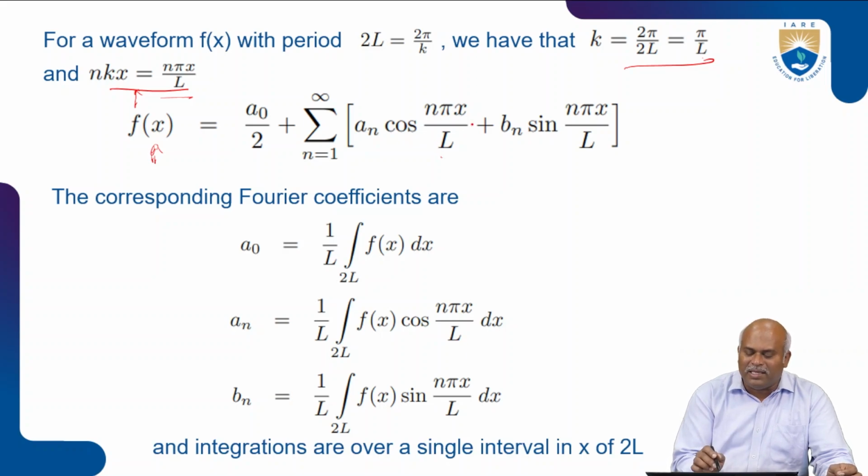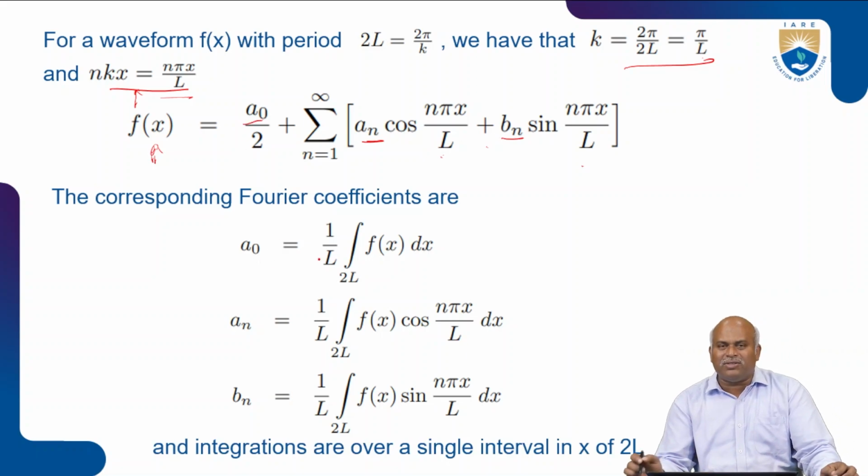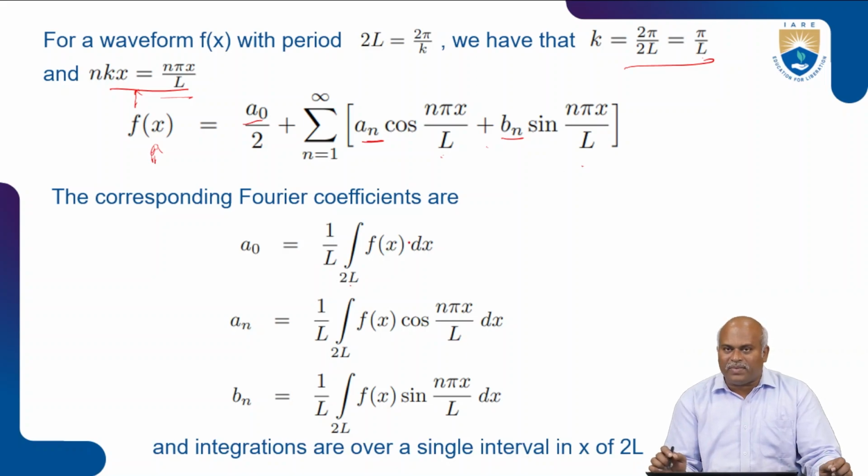So instead of omega 0, we should change to n pi x divided by L plus bn sin n pi x divided by L. Under this condition, what are the Fourier series coefficients? That is a0, an, and bn. a0 is equal to 1 by L integration of 2L. There are no changes in the limit.